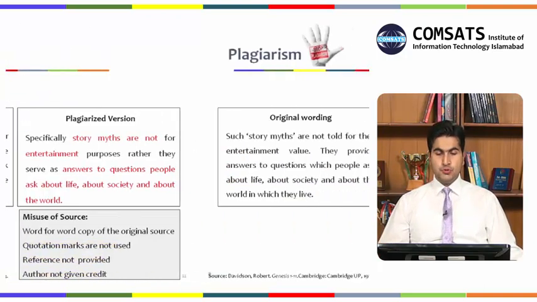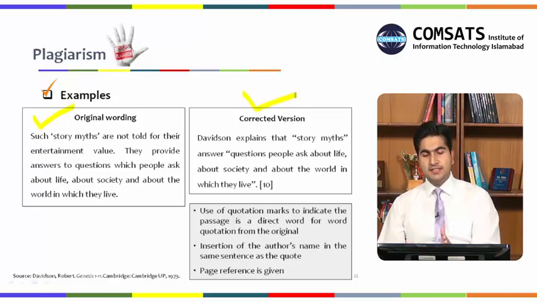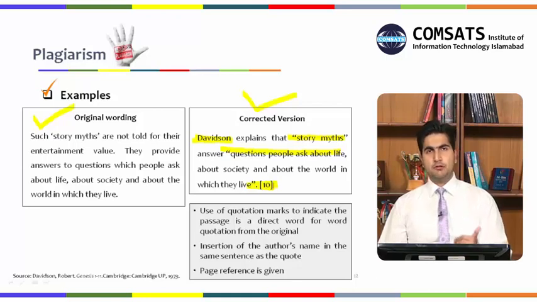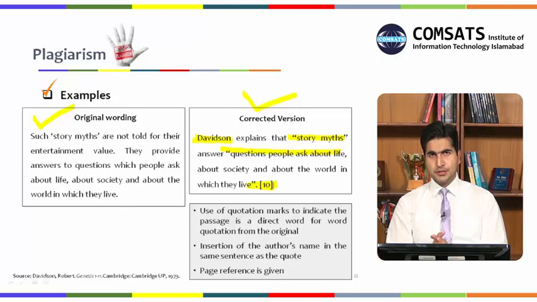correct form? Well, let me show you how it can be written in the correct form. Once again the same wording, but now a corrected version. Davidson explains, you have an author, that the story myths, now you have the quotation marks. Questions about life, again quotation marks. About society and about the world in which they live. And then a number. Numbering, of course, indicating towards the end note. It's a mode of citation that we'll be talking about, the matter of citation. These are footnotes, endnotes, and of course parenthetical citation, which we will be discussing in lecture number 24.